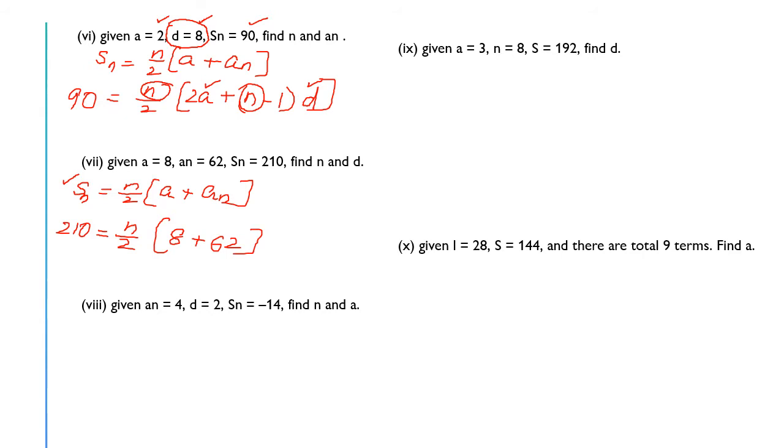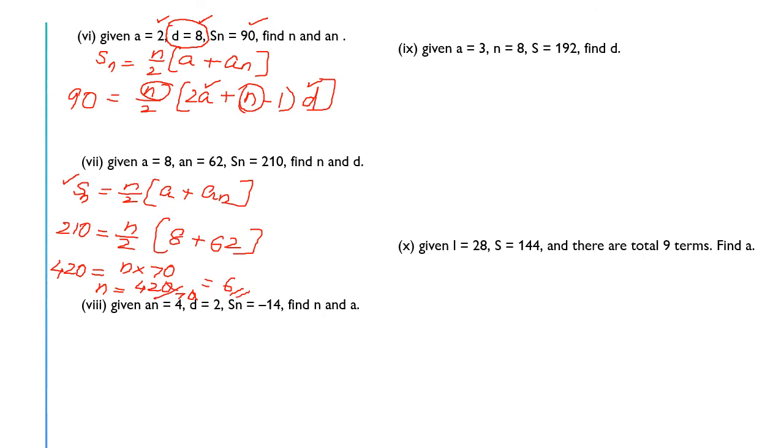2 you take to the other side, you will get 420 is equal to n into 70. Or what is n? N is equal to 420 by 70. So, what do you get? 6. N is equal to 6.